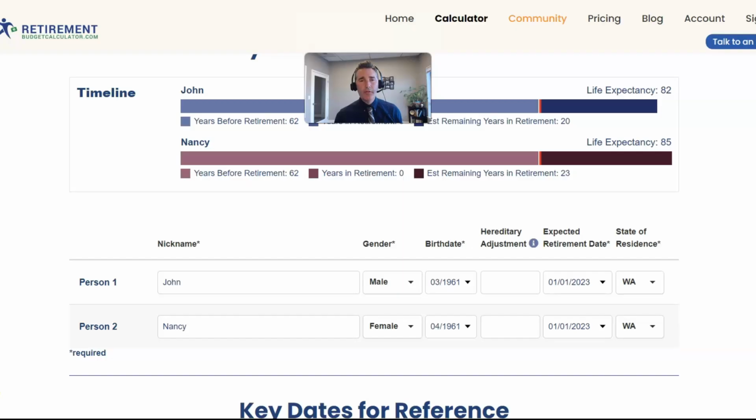Okay, first of all, in the retirement budget calculator, we have John and Nancy. John was born in March 1961. Nancy was born in April 1961. They both retired, and you can see here life expectancy is age 82 for John and age 85 for Nancy. So the way that we come up with that number is we say, what's the average life expectancy based on the Social Security mortality tables? So it gives us a place to start.